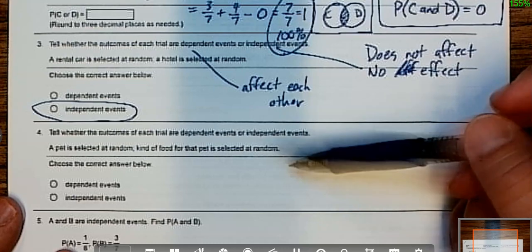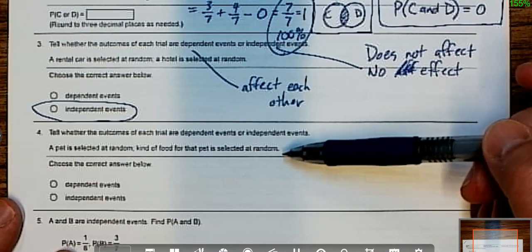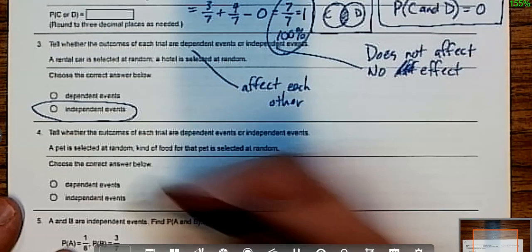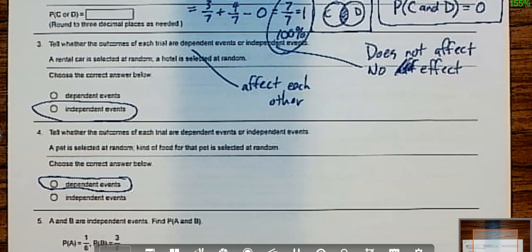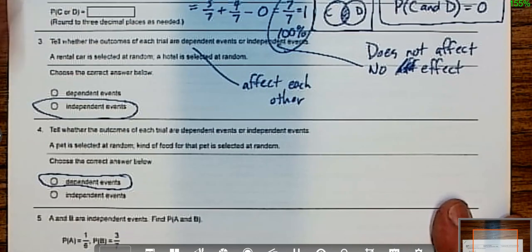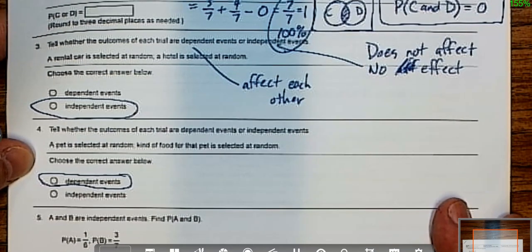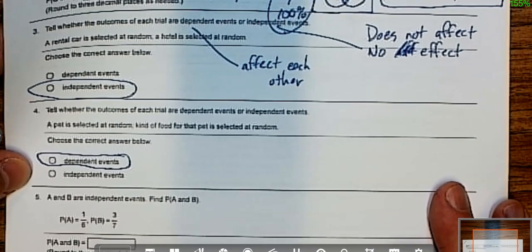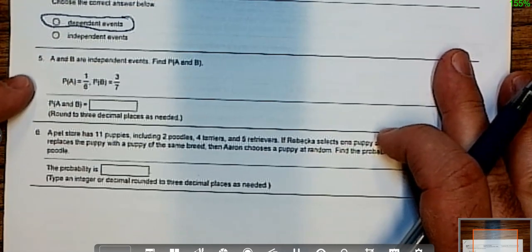Question 4. A pet is selected at random. The kind of food for that pet is selected at random. That's dependent because we're not buying fish food for horses. That would be a lot of fish flakes. If you got dump truckloads of fish flakes, you might be okay. We're not going to buy horse food for fish. No. We couldn't digest it.